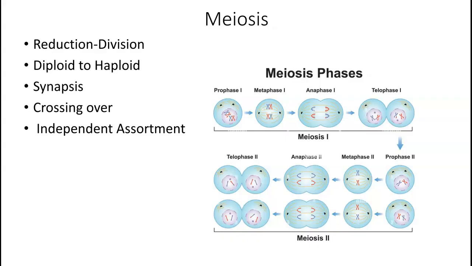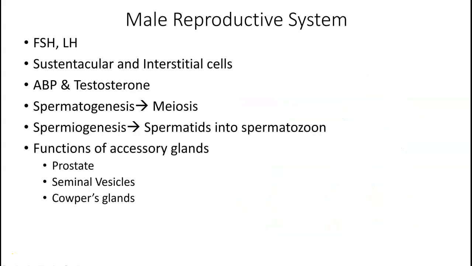Now, another thing that we talked about with meiosis is that in spermatogenesis, males don't start producing sperm until puberty. In females, they're born with all of the eggs that they will ever have. We also talked about it being more of a cyclical pattern with females. So this is where we started with the reproductive systems.